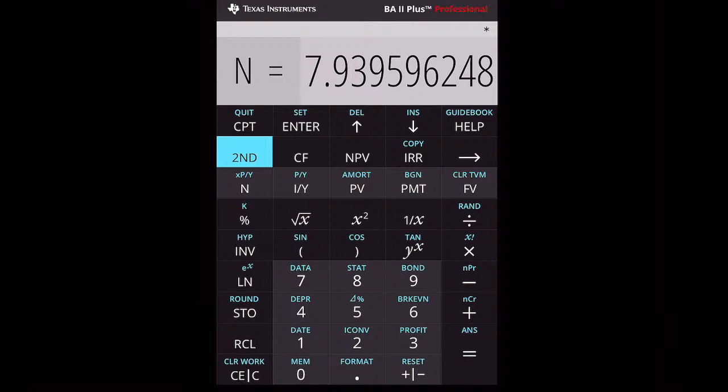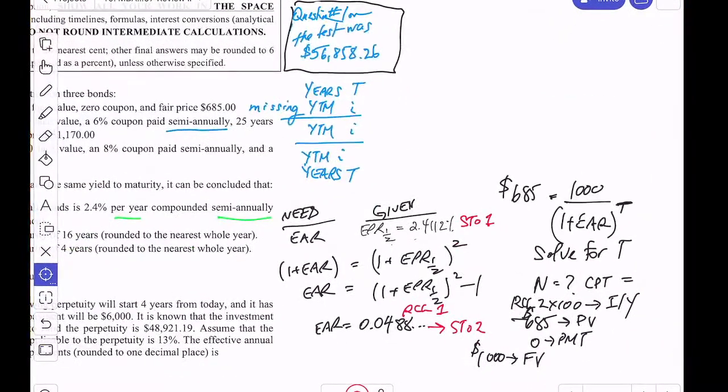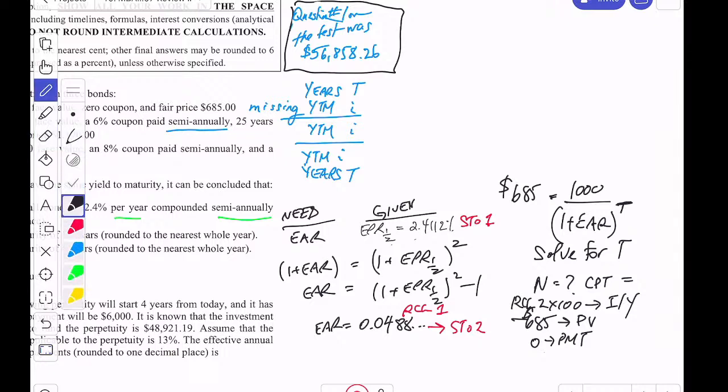Now I go back to years because it doesn't matter. There are no payments. When there are no payments, and I'm just looking to see how many years an investment, or this bond here, takes to mature, then I can use years. Are there any questions about what I'm doing?